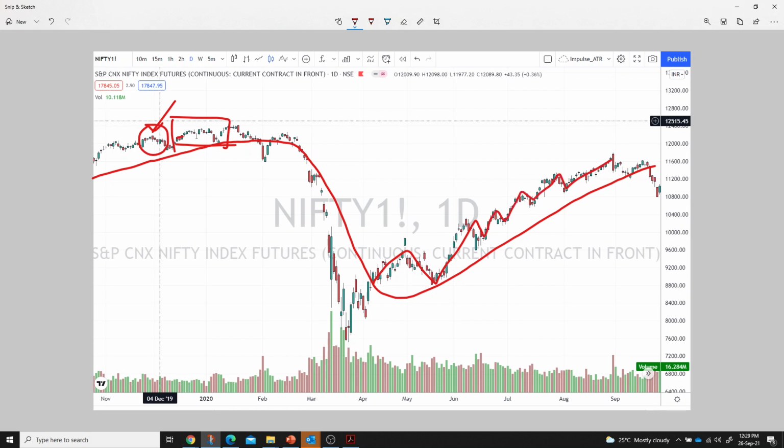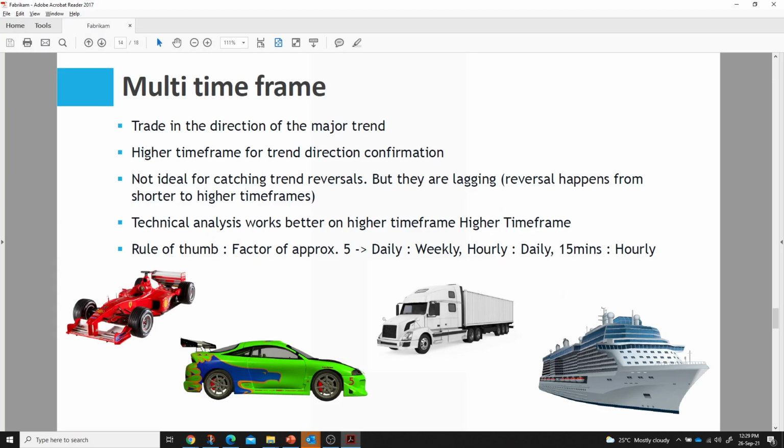So this is what it will do. If you want to short here, you are going against the longer term trend. So multi-time frame lets you trade in the direction of the trend. Higher time frame for trend direction confirmation. It is not ideal to catch trend reversals because they are lagging.